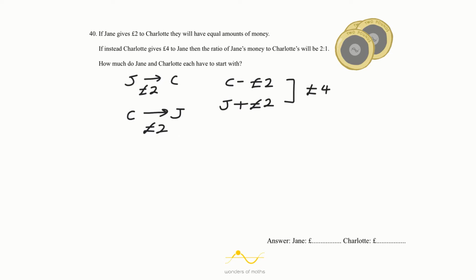Now let's consider our second clue. Let's say they each have their original amounts back. Now Charlotte will give her £4 to Jane. We already know that there's a £4 difference between them. And when Charlotte gives another £4 to Jane, she loses £4 and Jane gains £4. That's another £8 difference. And combining that with the £4 difference they already have, that is a £12 difference between them.